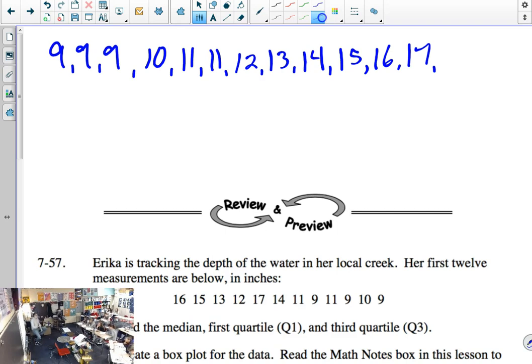Now, your median, and we should all know what median means by now. What's median? Middle. It's that big cement thing. When you're driving down the highway, it's the middle of the road, or it's the middle of your numbers. If I have 12 numbers, what's the middle of 12?